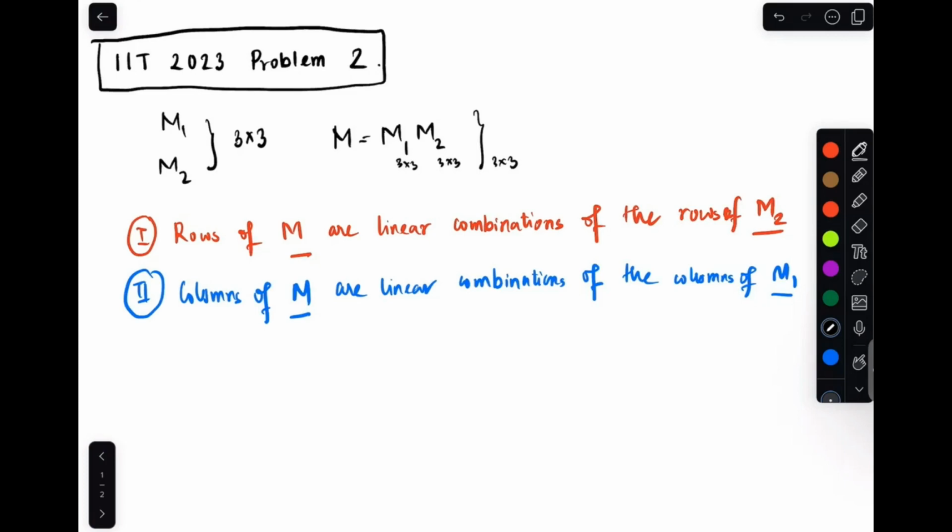So I'm not writing down the options. The goal for the problem is to understand whether one is true or false, and whether two is also true or false or not. There are multiple ways to solve this problem. Let me discuss a very simple, straightforward method.